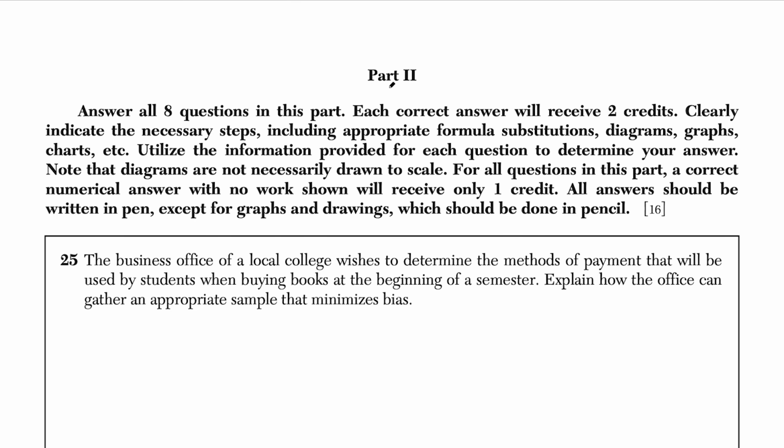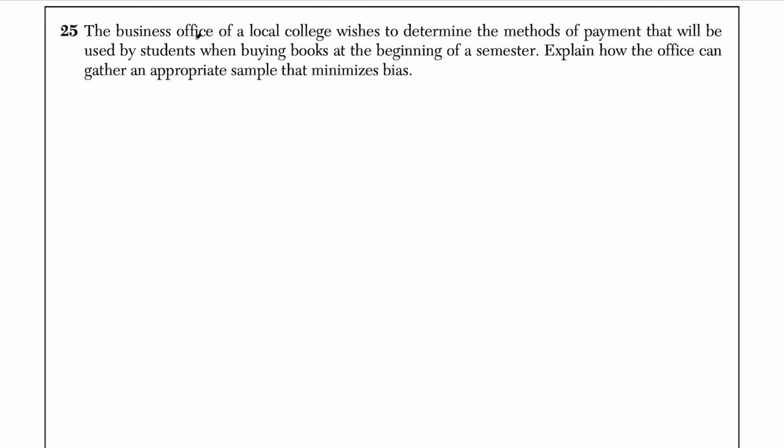So first we're going to be doing the part 2 questions, and each question here is worth 2 credits. Question 25, we have the business office of a local college wishes to determine the methods of payment that will be used by students when buying books at the beginning of the semester, and we have to explain how the office can gather an appropriate sample that minimizes bias.